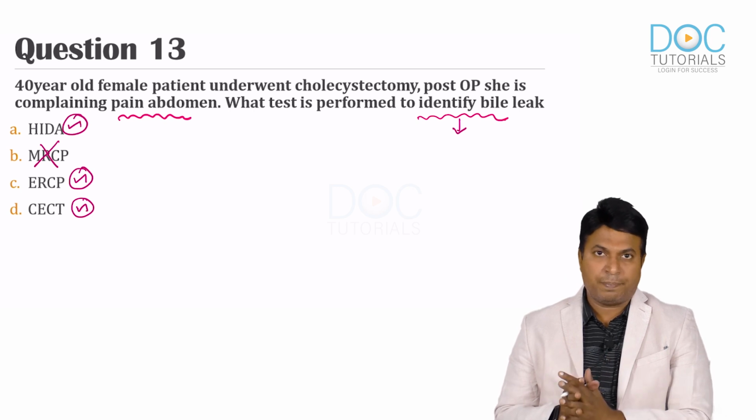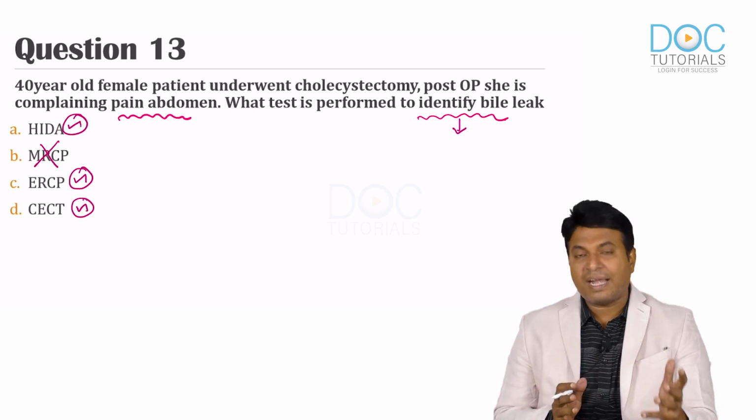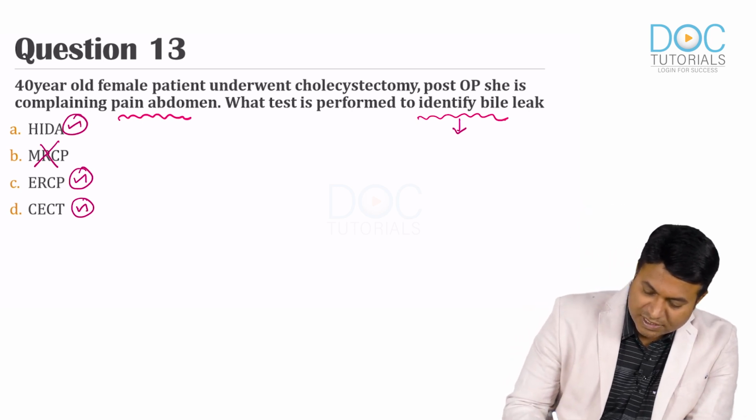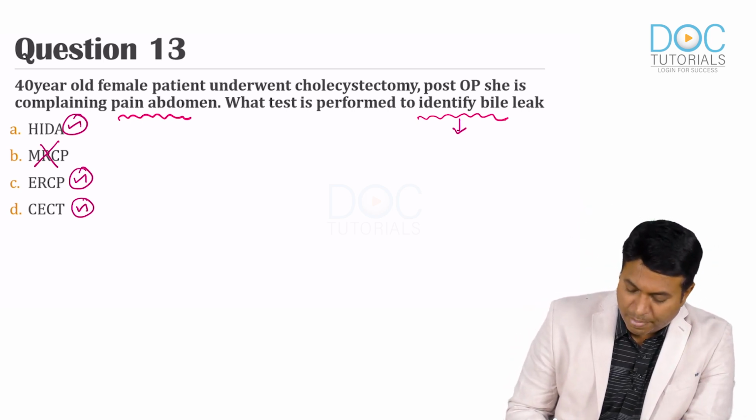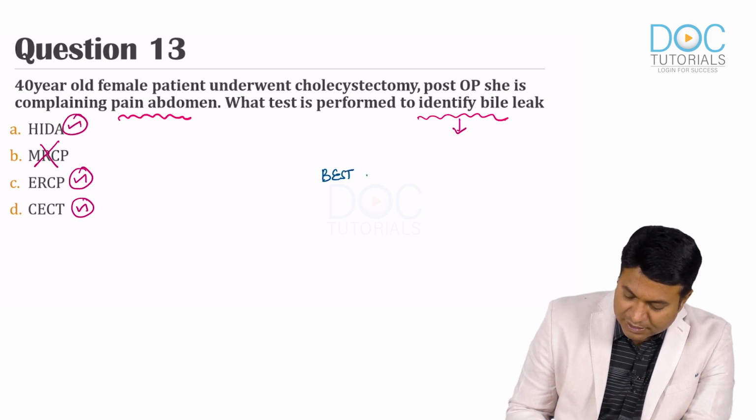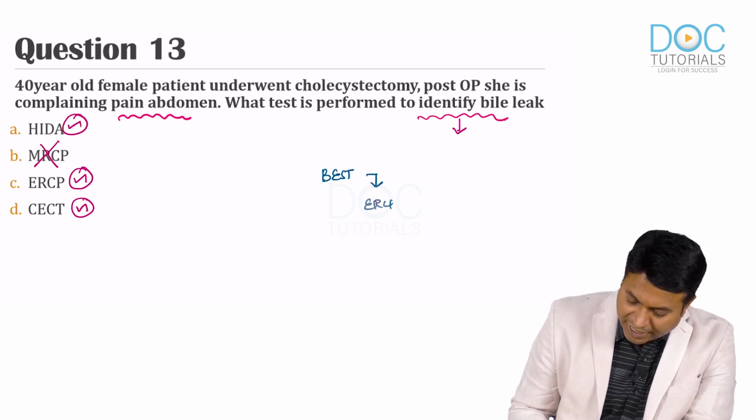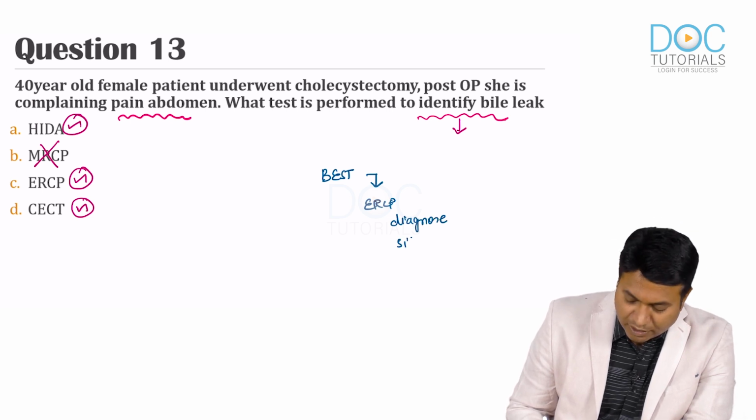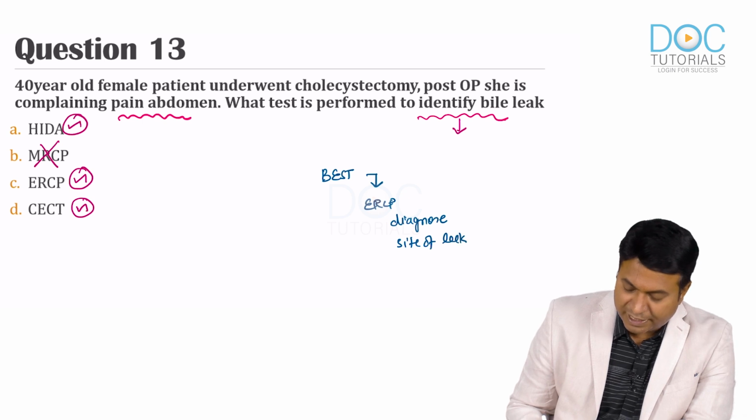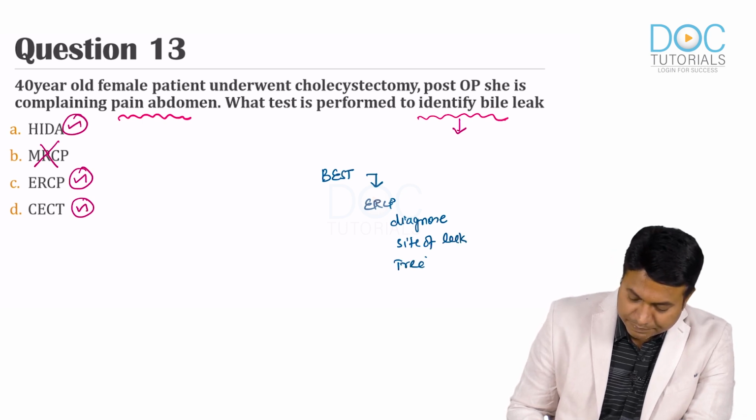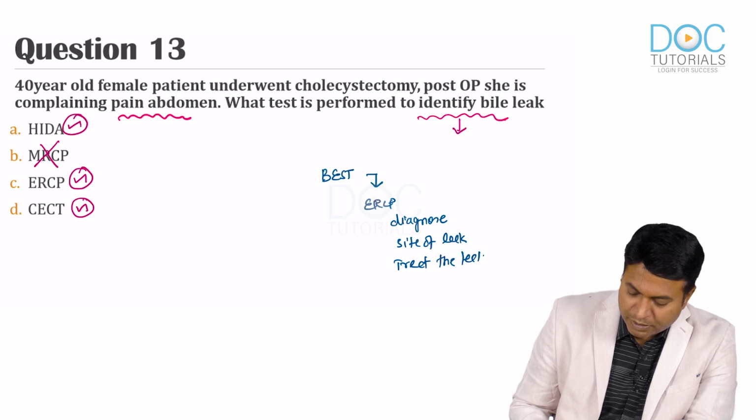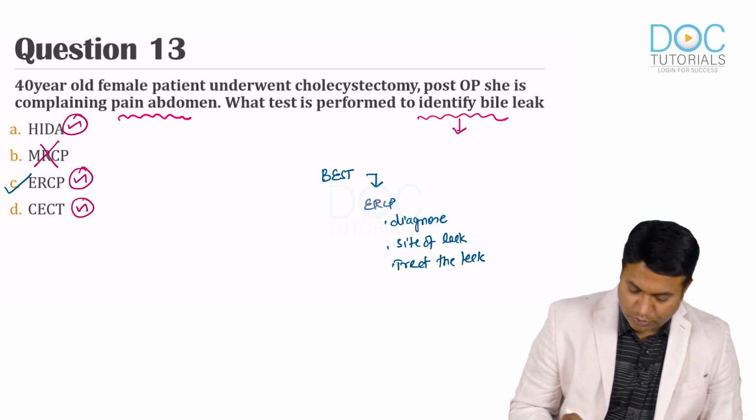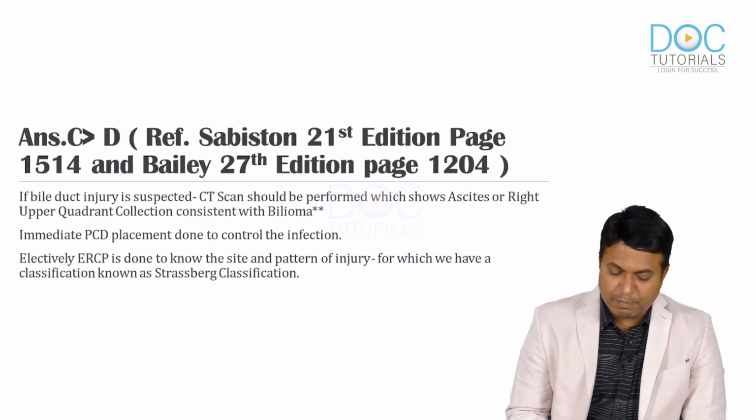Very interesting point. So which is best among the three? HIDA scan can diagnose, ERCP can diagnose, CT can diagnose. Which is the best? Everything can be performed, but the best is ERCP because it can diagnose the leak, it can identify the site of leak, and it can treat the leak by stenting. So therefore, ERCP is the best among these three. ERCP is better than CT abdomen.